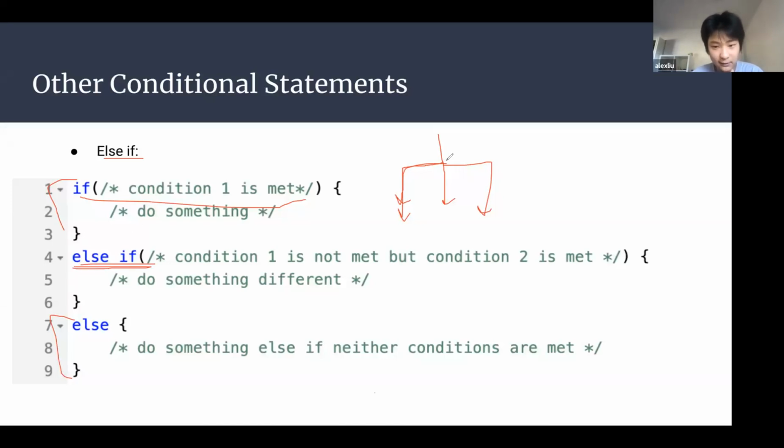So if whatever is in the else if statement is met, then we will do something. Let's say if condition one is met, we do A. If condition one is not met, then we look at condition two. And if condition two is met, then we'll do something, say B, right? But if condition two is not met, then we'll finally go to this else block and we'll do C.